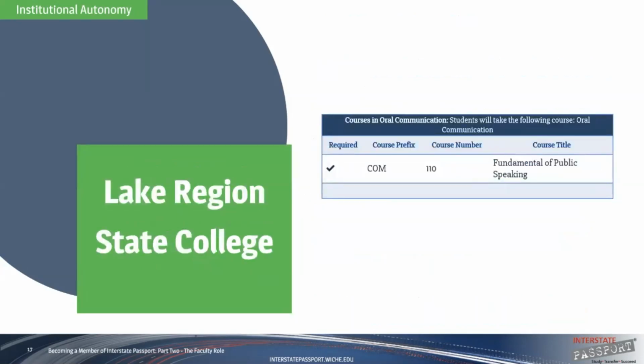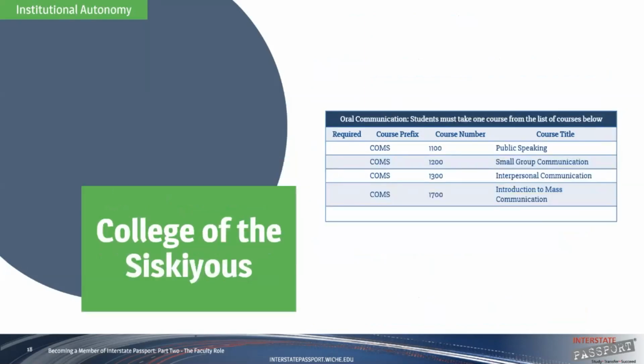Here's one from Lake Region State College. Simple. This is North Dakota. You take this course at the institution to complete a communication requirement and it also meets the passport learning requirements. In a different perspective, with slightly more options, College of the Siskiyous in California provides 4 options within this particular learning area.